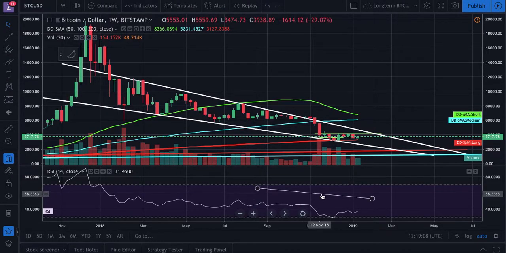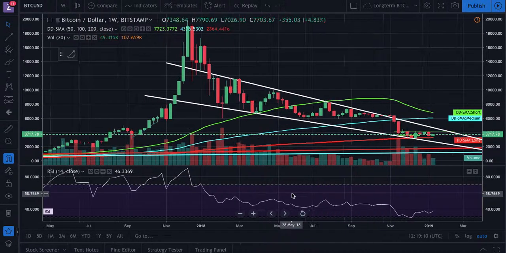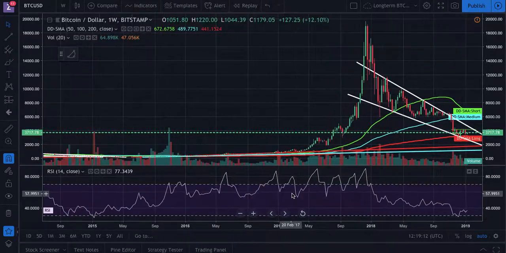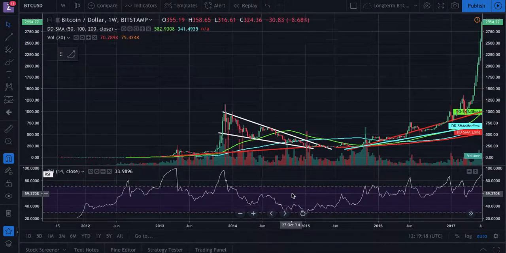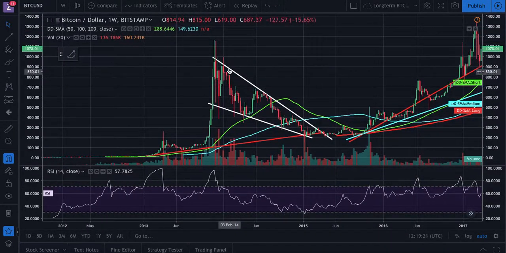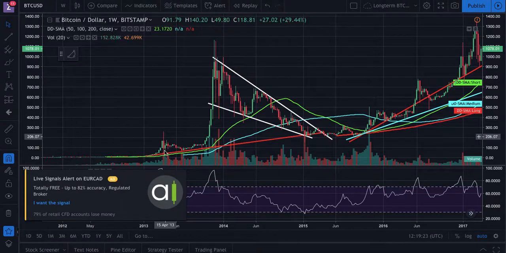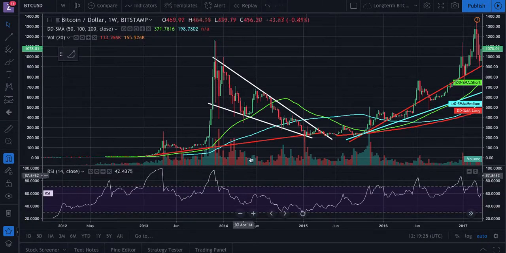All right, make sure this is on a weekly. So we're gonna check out the weekly RSI. We have to check out again the history of 2013 to 2015, so we can understand how this happened and what we can expect in the future.